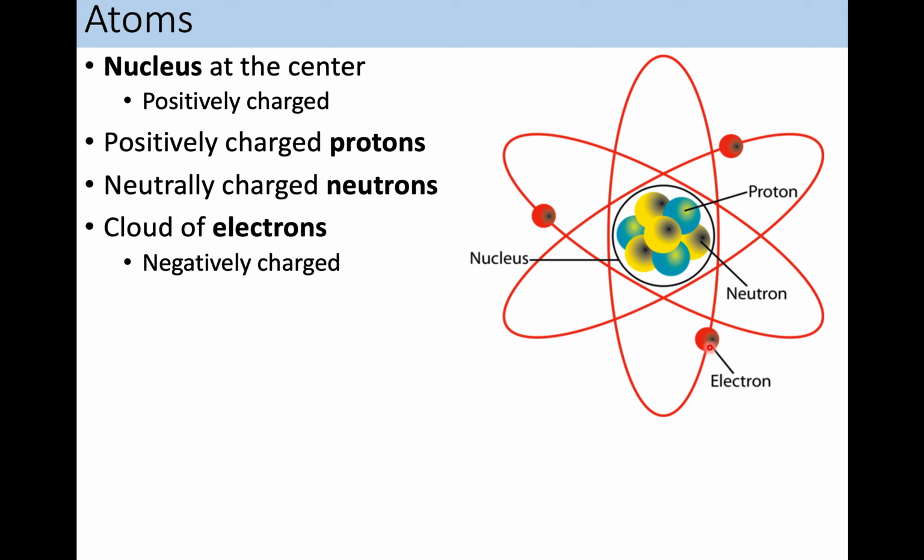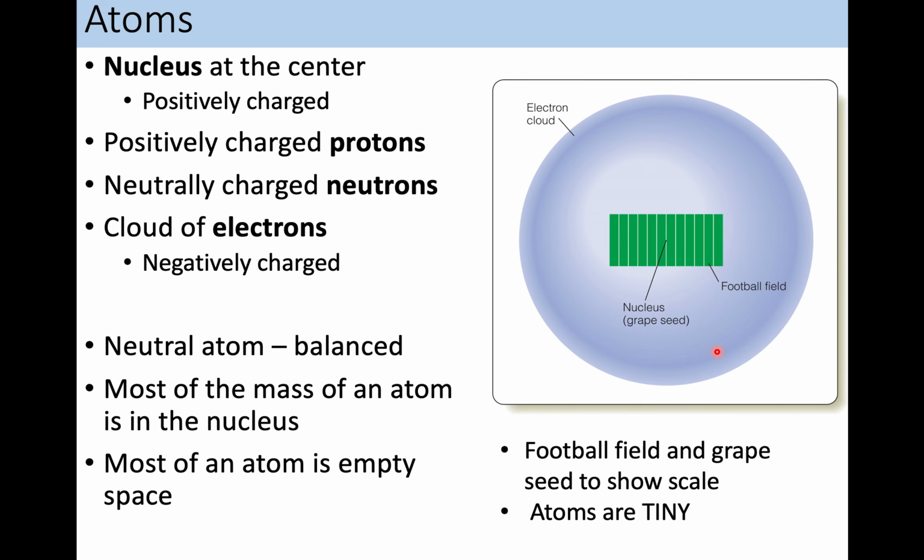The electrons are in what we call the cloud, circling around the nucleus. The electrons have a negative charge, so they are attracted to the positive charge of the nucleus. When we have a neutral atom, it means that the overall charge is balanced. So there's 3 protons and 3 electrons. That means there's positive 3 and negative 3, so it is balanced. It is a neutral atom. The overall charge is 0, neither positive nor negative.